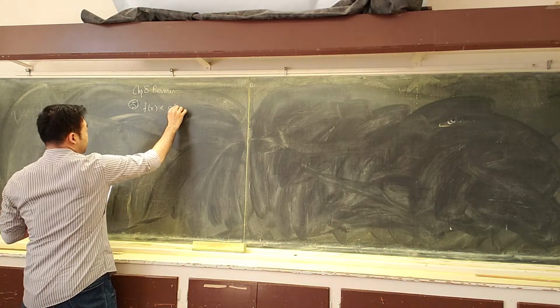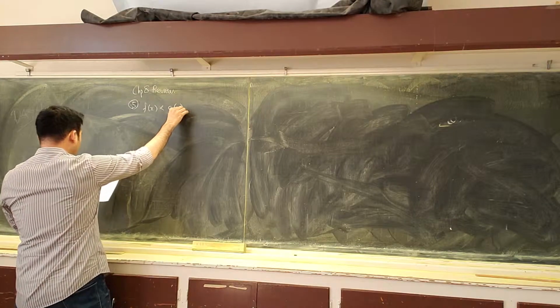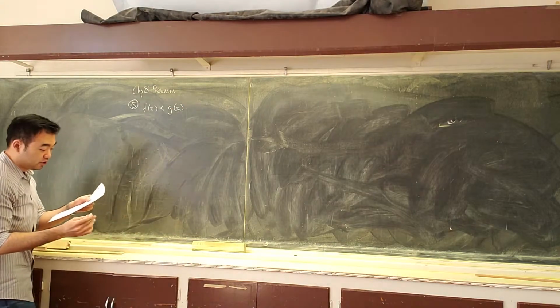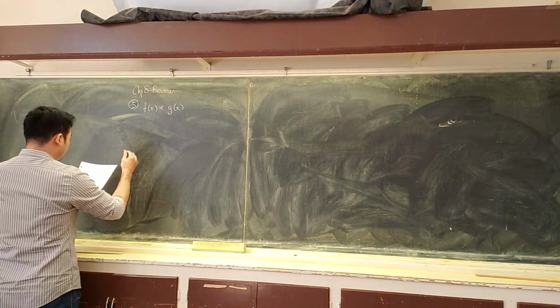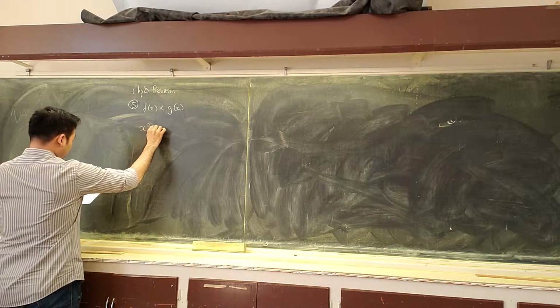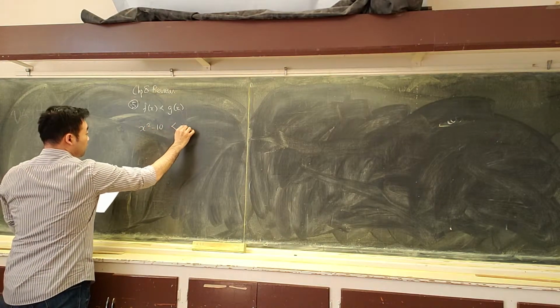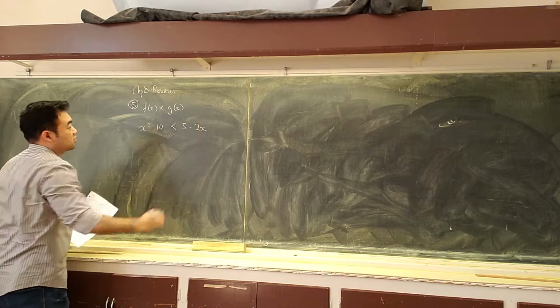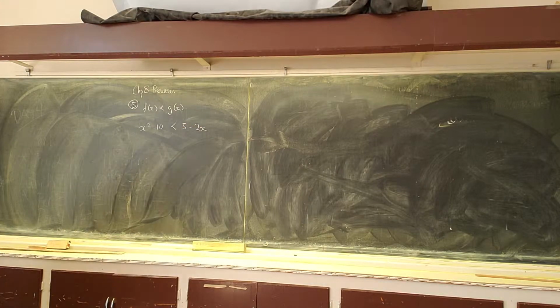This is to be true, whereas f of x is x squared minus 10, g of x is 5 minus 2x. In short, x squared minus 10 is going to be smaller than 5 minus 2x. Way too hard to solve it straight up, so we are going to manipulate it and turn it into what we're more familiar with. That is a linear or a quadratic.